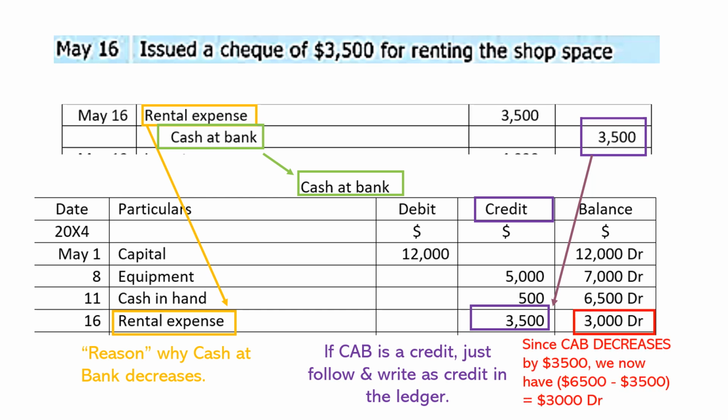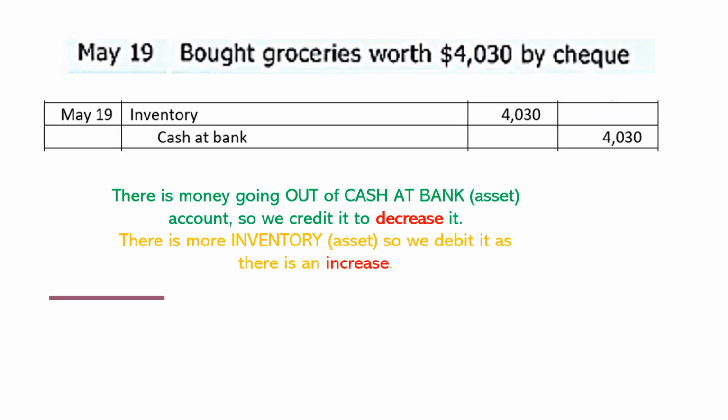Now let's look at the balance. Previously, we had 6,500 debit. We are paying out another 3,500. So 6,500 minus 3,500, we are left with 3,000. It is still a positive balance, so it's still a DR balance.